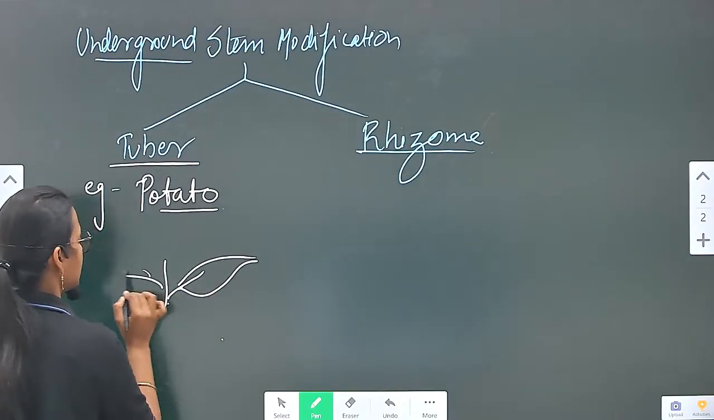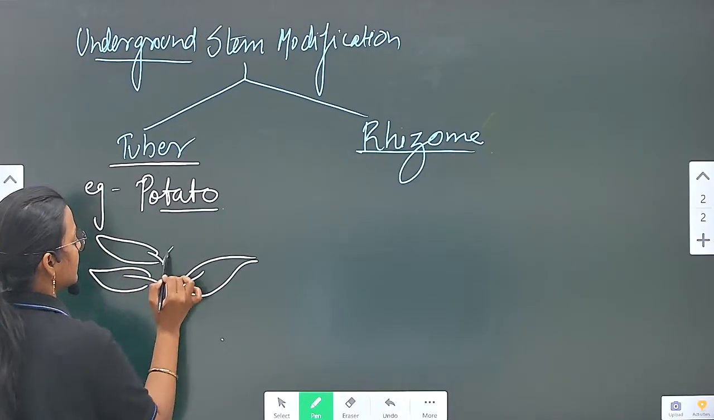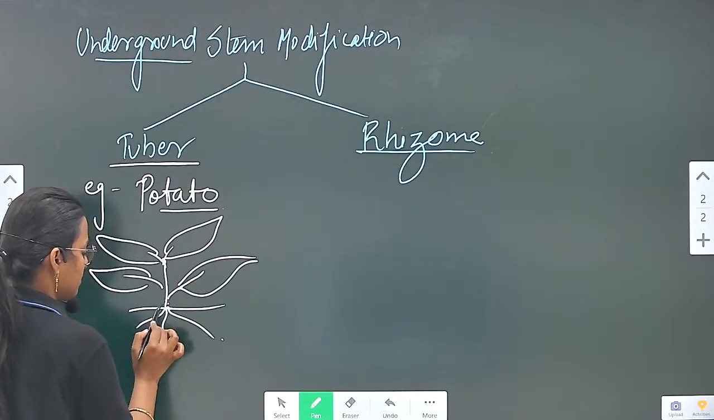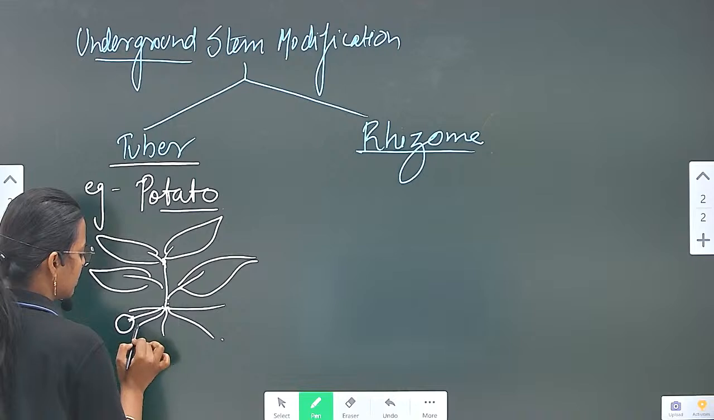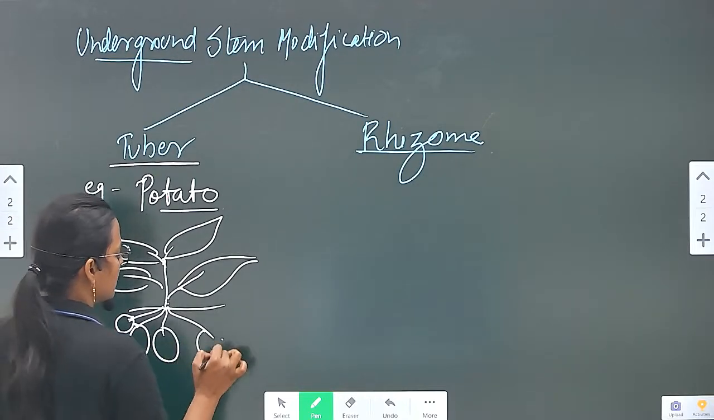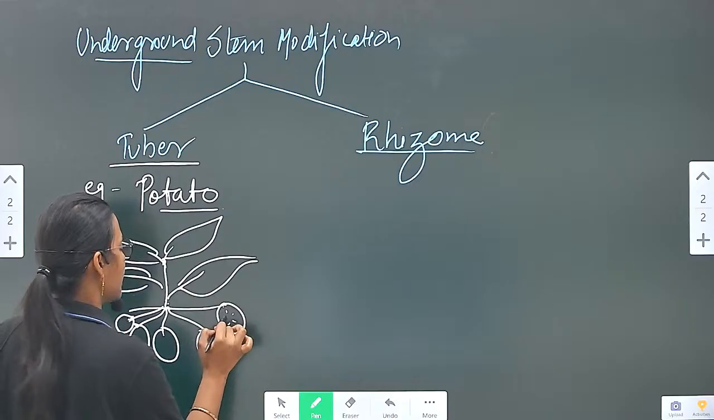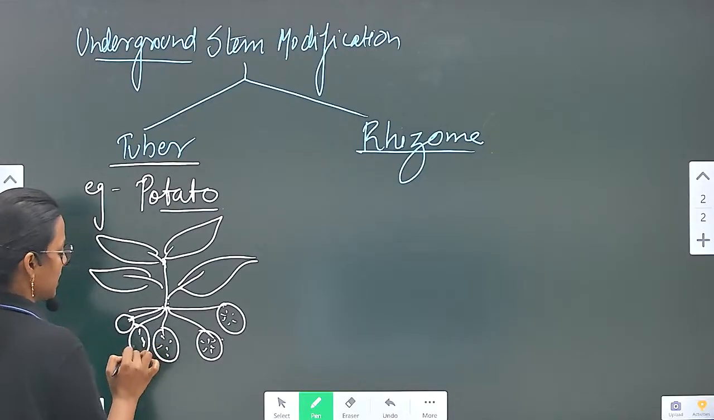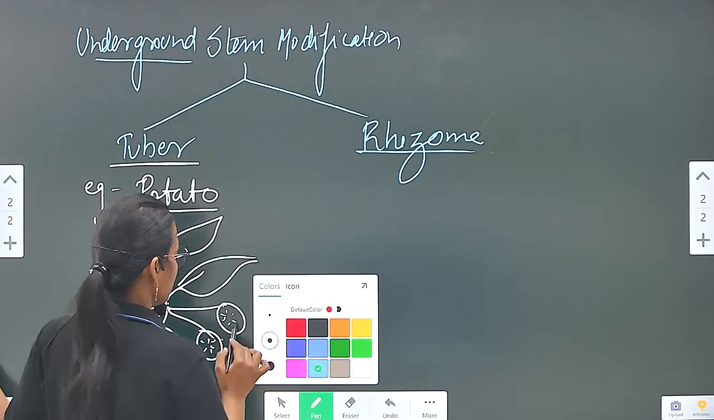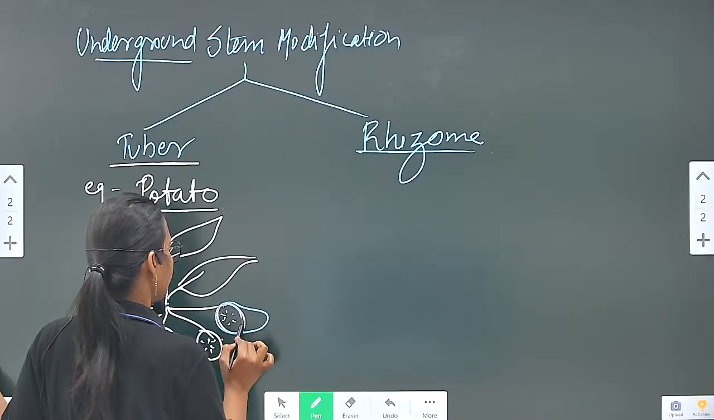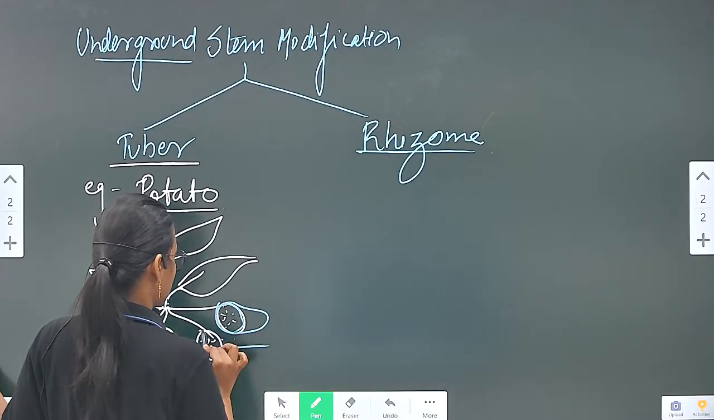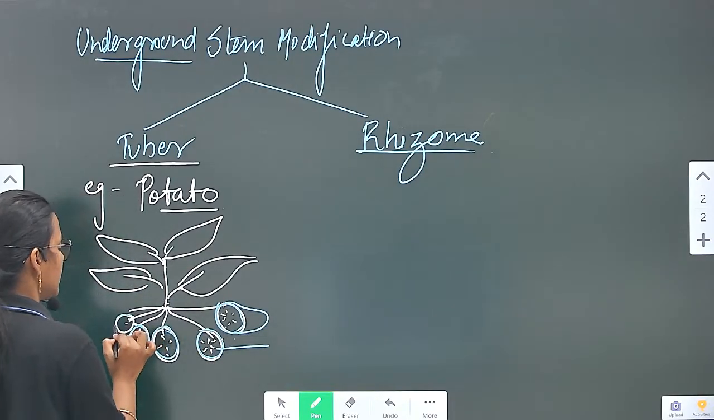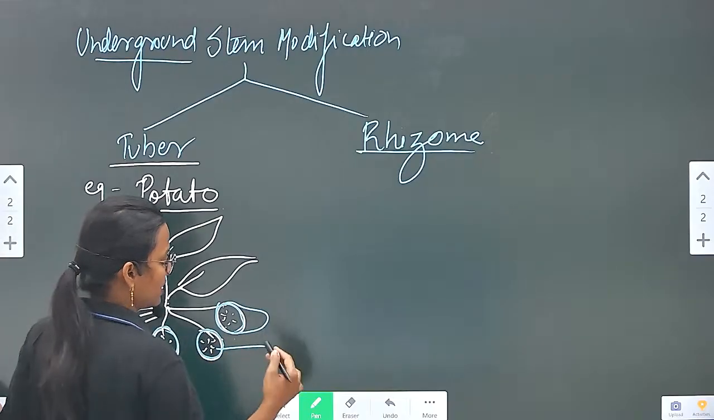The plant is like this, and you know, the underground stem grows like this. You know, there is a swollen stem which has eye buds on it, and these structures, okay, these structures are actually potatoes because they are underground stems and play a role in storage of starch.